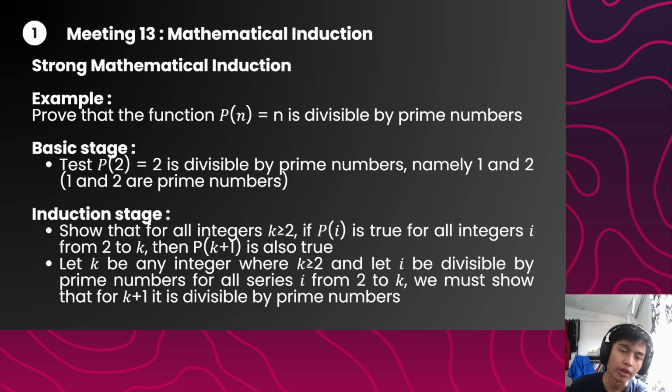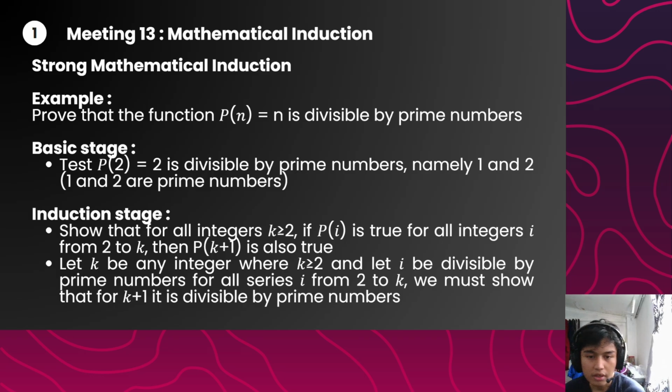We have an example of strong mathematical induction, which is to prove that the function for n is divisible by prime numbers. First we have to find the basic stage, which is to test P2: 2 is divisible by a prime number, namely 2. And then the induction stage: show that for all integers k greater than 2, if Pi is true for all integers i from 2 to k, then Pk plus 1 is also true.